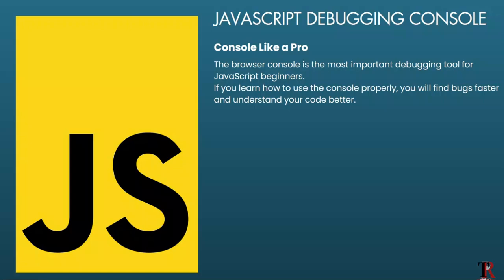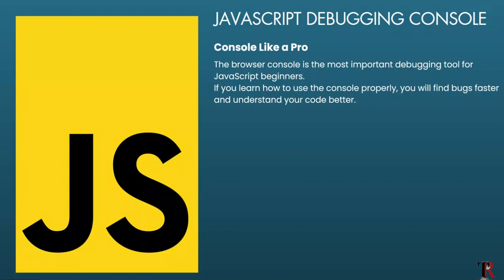How to use the console like a professional. The browser console is the most important debugging tool for JavaScript beginners. So even though you might be a beginner yet, you can learn how to use the console in a pro way. If you learn how to use the console properly, it will help you to find bugs faster and understand your code better, because you will understand the inner workings of the result that your code produces at any point in time.